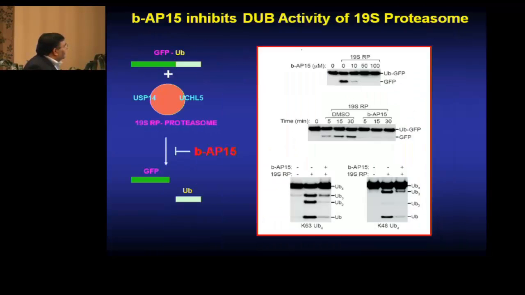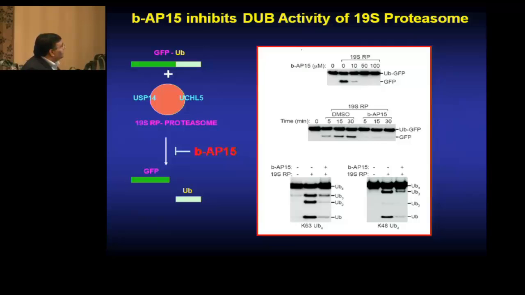We did different assays to establish the specificity of BAP15 against the DUBs, specifically USP14 and UCHL5. I'm going to show you two or three of the assays that we have done. This is a simple purified protein enzymatic assay done ex vivo. We utilize a recombinant GFP tagged to ubiquitin, which in the presence of the active 19S regulatory proteasome cleaves GFP and ubiquitin, which you can then measure in an immunoblot shown here.